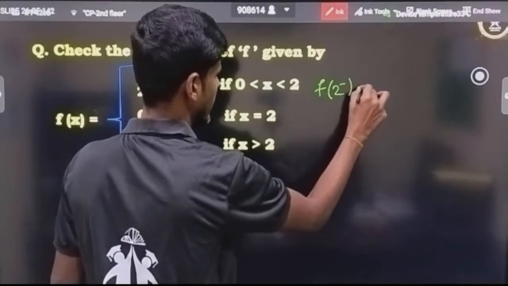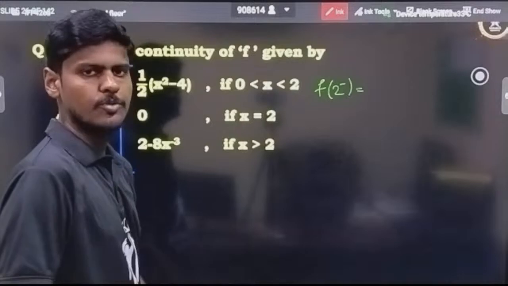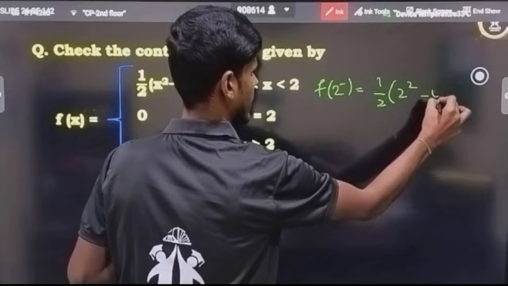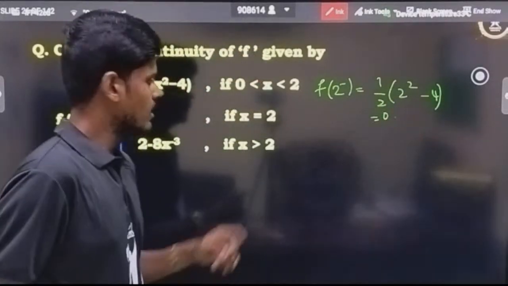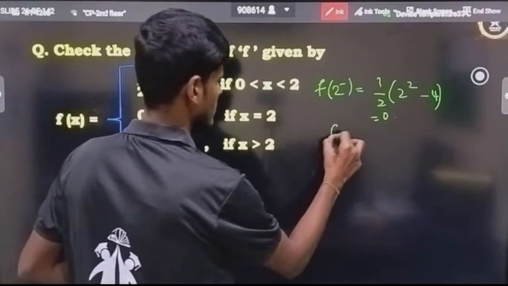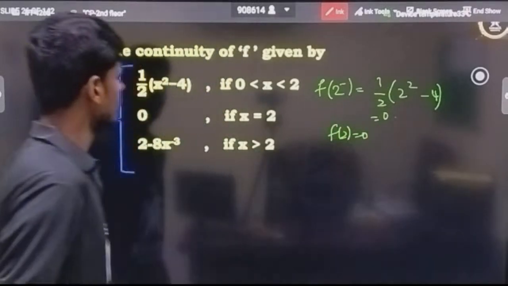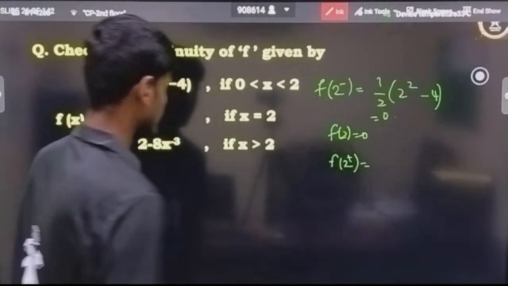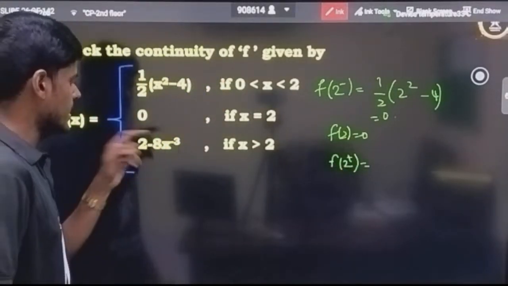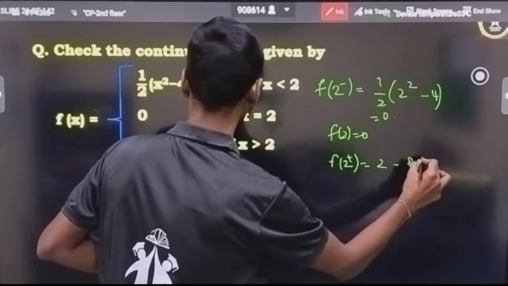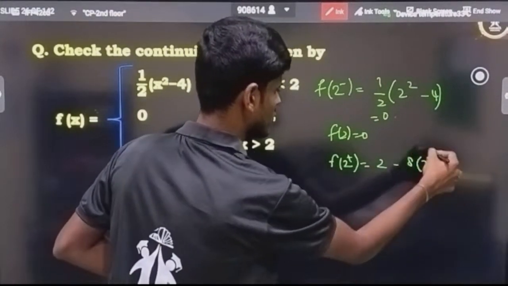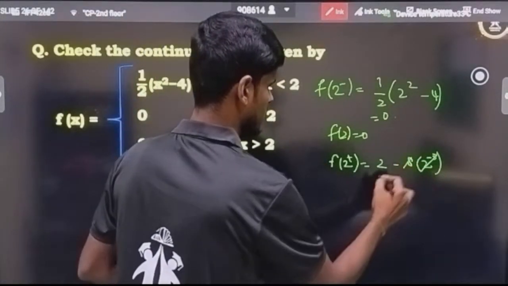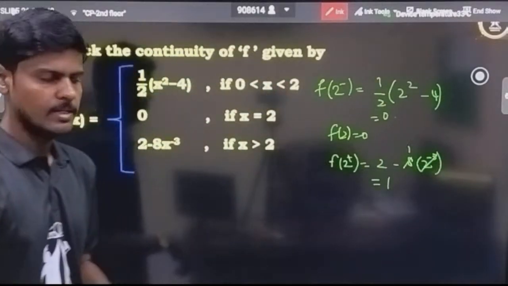f of 2 minus is equal to, what is f of 2 minus? Half of 2 square minus 4, that will be equal to 0. And f of 2 is also 0. And what about f of 2 plus? f of 2 plus is equal to, substitute 2 here, that will be 2 minus 8 into 2 power minus 3. What is 2 power minus 3? 1 by 8. So these two will get cancelled out. This will be 2 minus 1, that is 1.